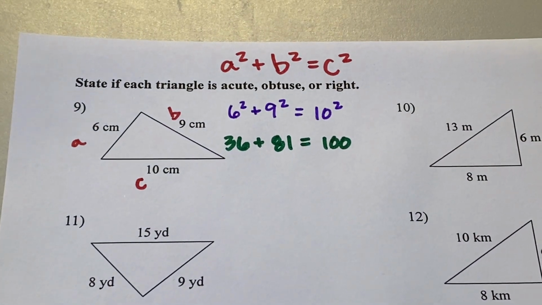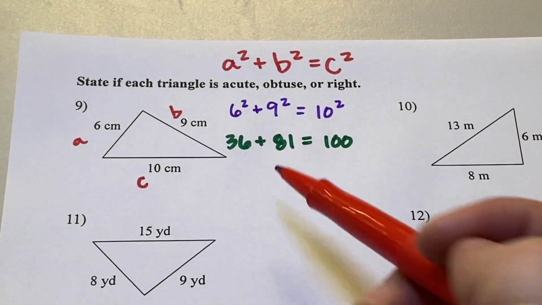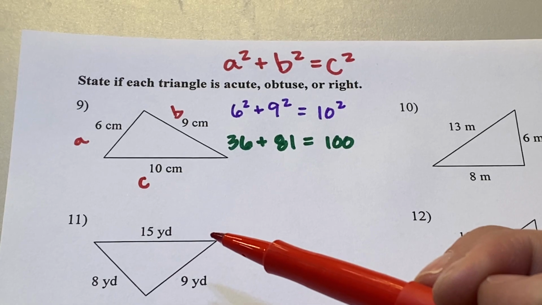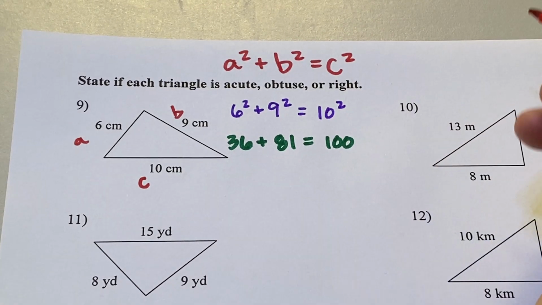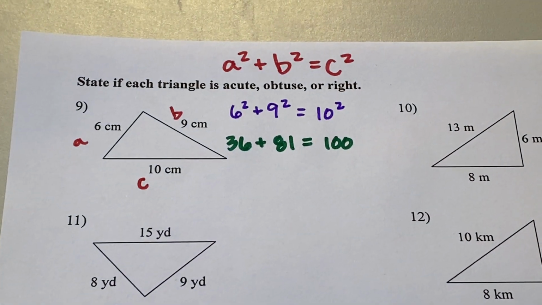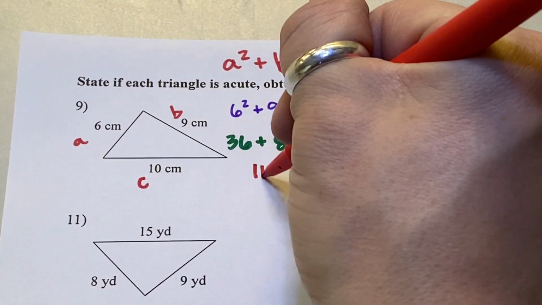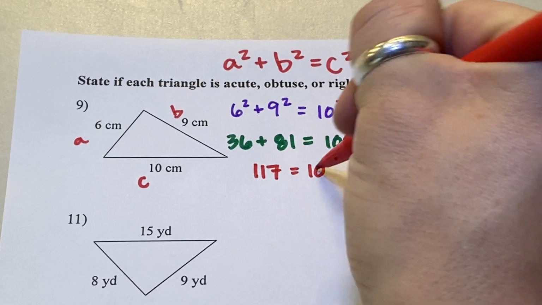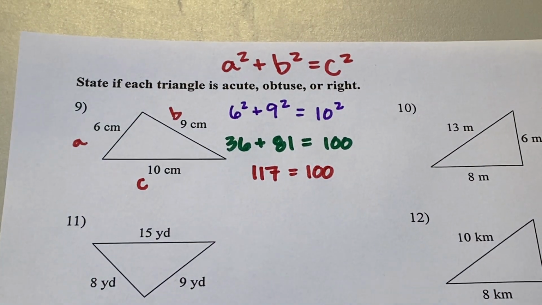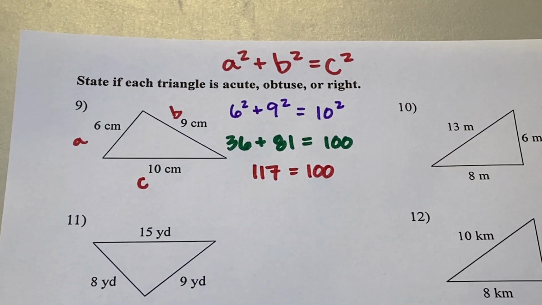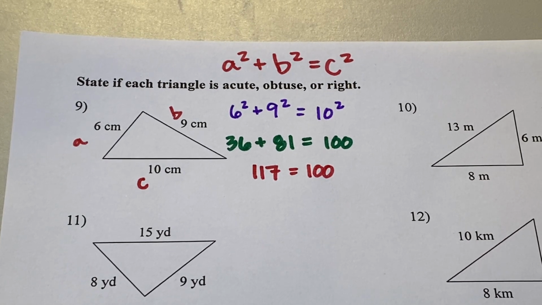Okay, what is 36 plus 81? What is it? 117. Nice. 117 equals 100. Is that a true statement? Does 117 equal 100? No. No, it doesn't. So is this a right triangle? No. What we need to identify now is, is it an acute triangle or is it an obtuse triangle?